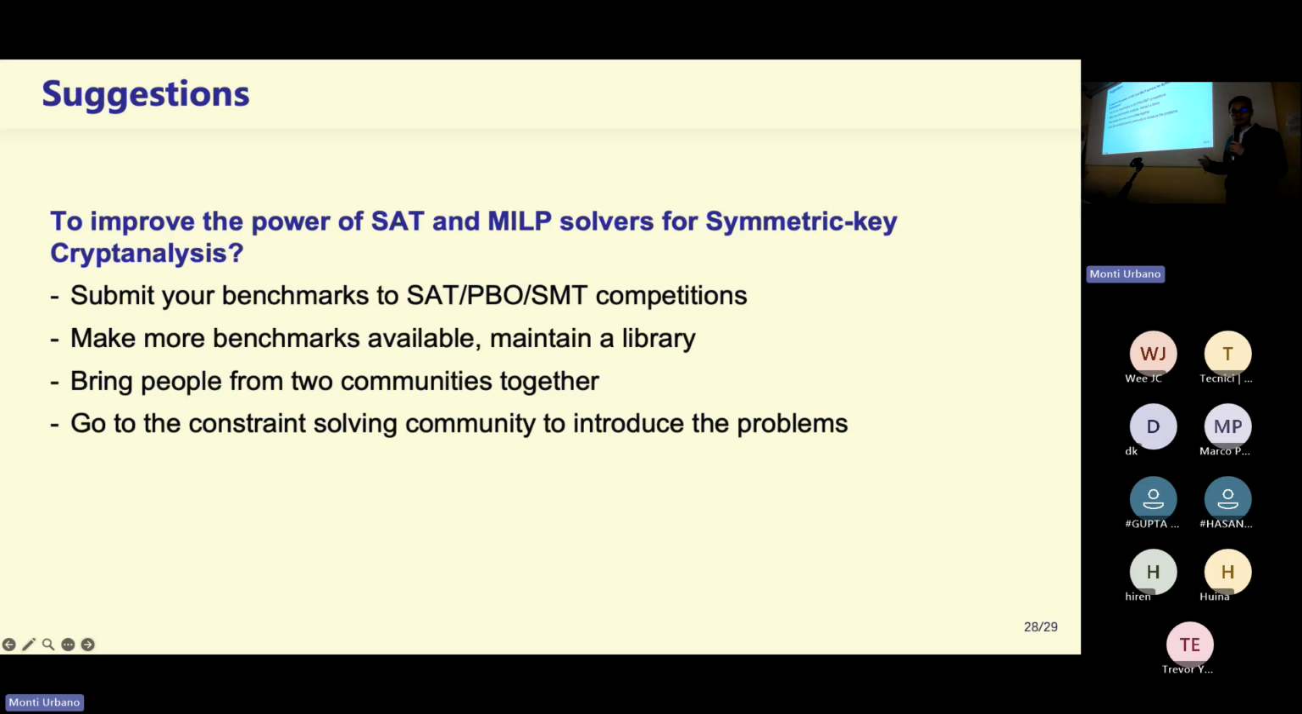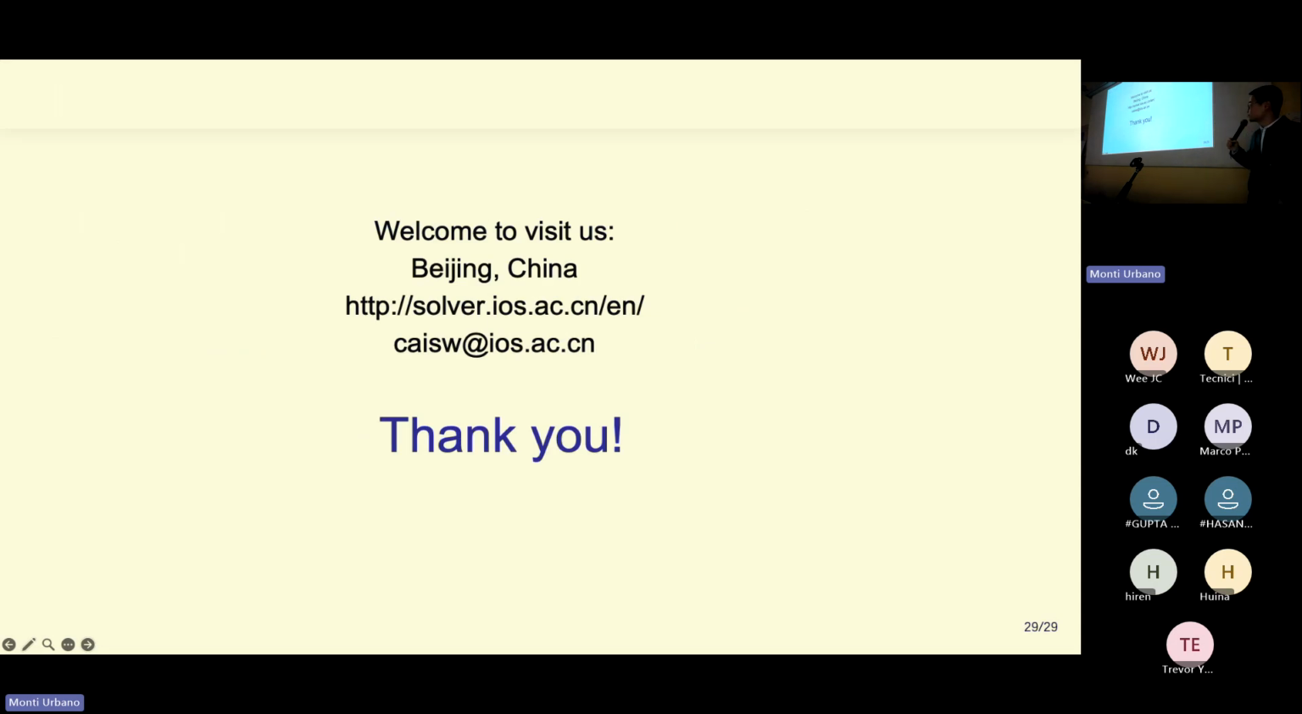And we need to bring people from the two communities together to sit together to find out the difficulty. And I also encourage you to go to the constraint solving community to introduce the problems from this community. Okay, and welcome to visit us in Beijing. And this is the website. Thank you for your attention.